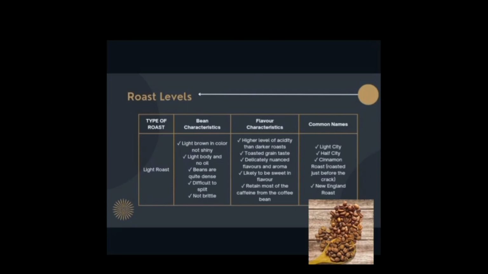Type of roast. We have light roast. Some of the characteristics of light roast are light brown in color, not shiny, light body, and no oil. The flavor characteristic of it is a higher level of acidity than darker roast and a toasted grain taste, while the common names are light city, half city, cinnamon roast, and New England roast.